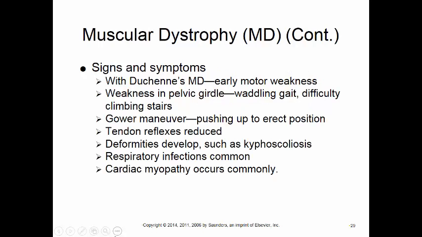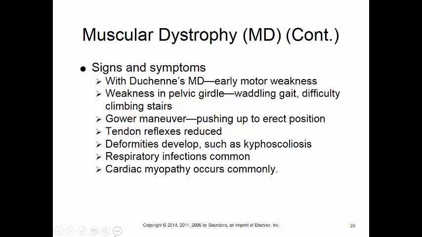Signs and symptoms for Duchenne's include early motor weakness, difficulty getting up, weakness in the pelvic girdle, and a gait where you can't pick up the legs, so waddling, and difficulty climbing stairs. The Gowers maneuver is where you walk your hands up when you're getting off the floor: you walk your hands up to your knees and then your thighs and push yourself up. Tendon reflexes are reduced, and deformities develop, such as kyphoscoliosis, because of the posture and the weak muscles.